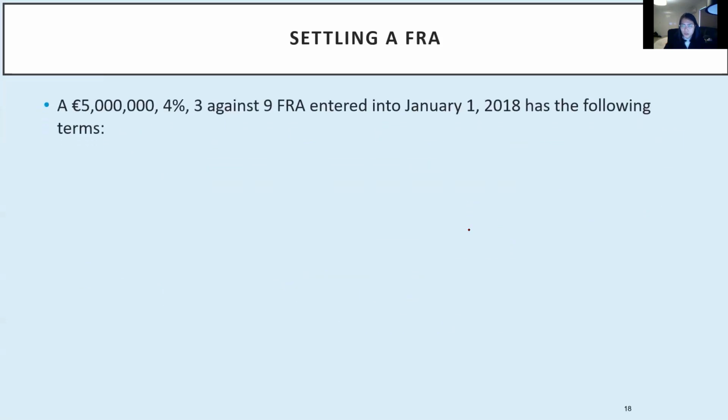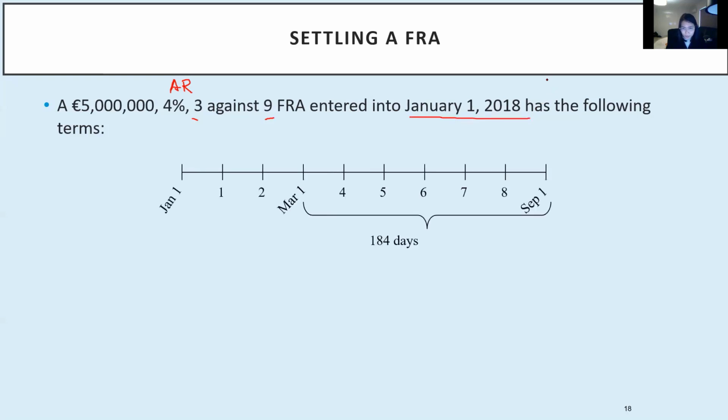So to give you a numerical example, let's consider an FRA contract written on a notional amount of 5 million euros. The agreed rate here is 4%. This is a 3 against 9 FRA contract. We enter into the contract in January 2018. That means the contract will be settled in March, and the loan is going to be calculated for the period between March and September.